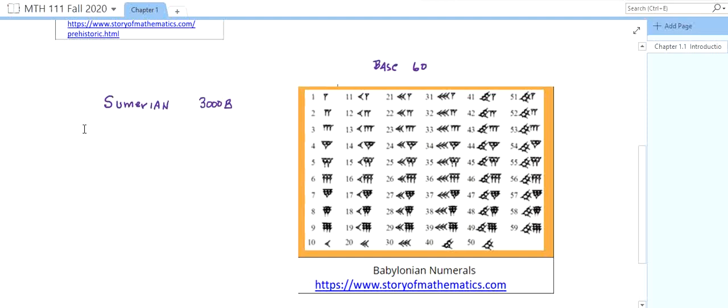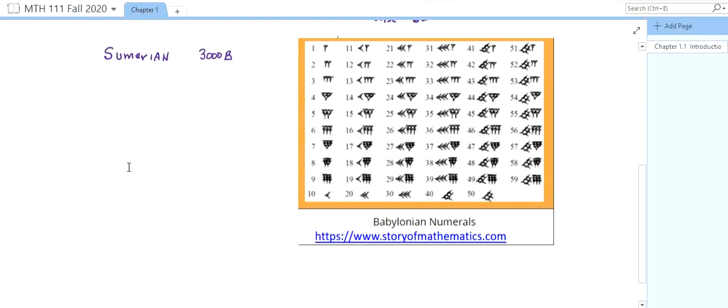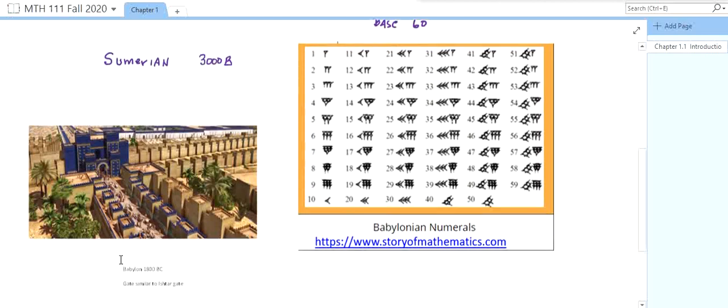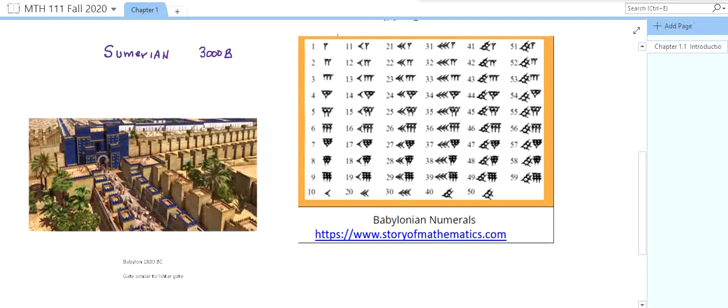We actually get our time from this. 60 seconds in a minute, 60 minutes in an hour, this sort of thing is a holdover from that period, the Sumerians 3,000 years ago. This was then adopted by the Babylonians. This is a picture of what a Babylonian gate might look like, similar to the famous Ishtar Gate. But that would have been around 1800 BC.